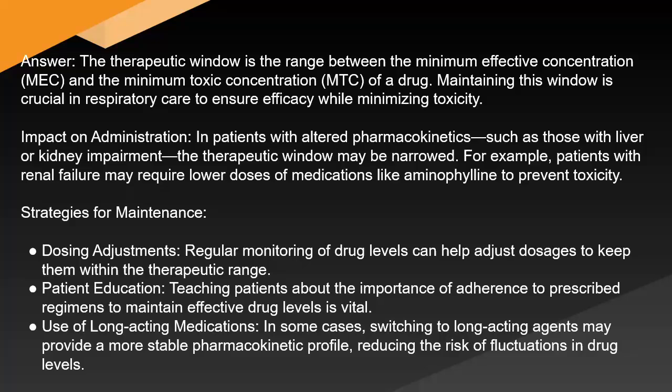Impact on administration: in patients with altered pharmacokinetics, such as those with liver or kidney impairment, the therapeutic window may be narrowed. For example, patients with renal failure may require lower doses of medications like aminophylline to prevent toxicity. Strategies for maintenance: dosing adjustments. Regular monitoring of drug levels can help adjust dosages to keep them within the therapeutic range.